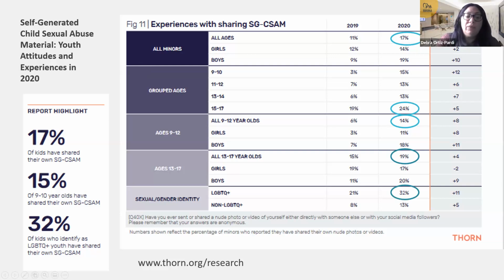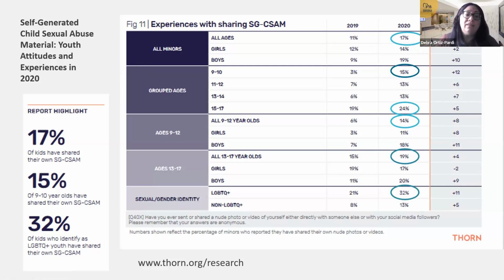And something that is particularly concerning is those who identify as LGBTQ+, they are disproportionately higher at 32% than their counterparts. So that's really, again, important information to pull out as well. And again, being inclusive in our messaging. Okay, and then back again to our 9 to 10-year-olds, they jumped up from 3% to 15%.